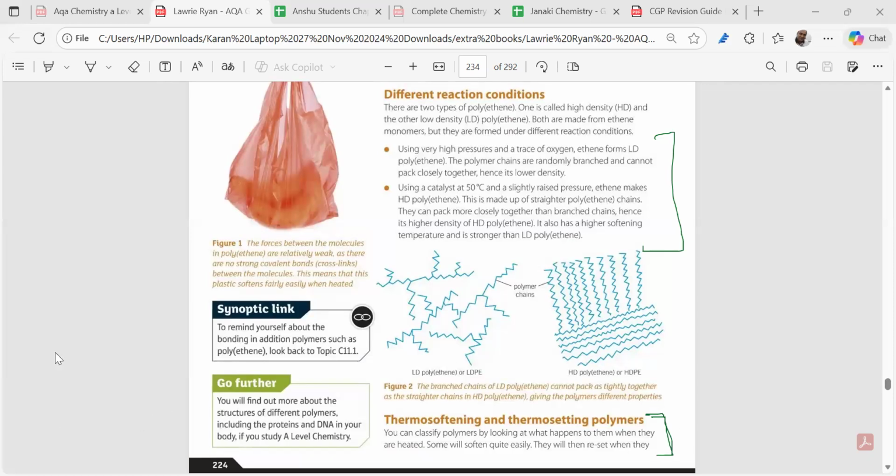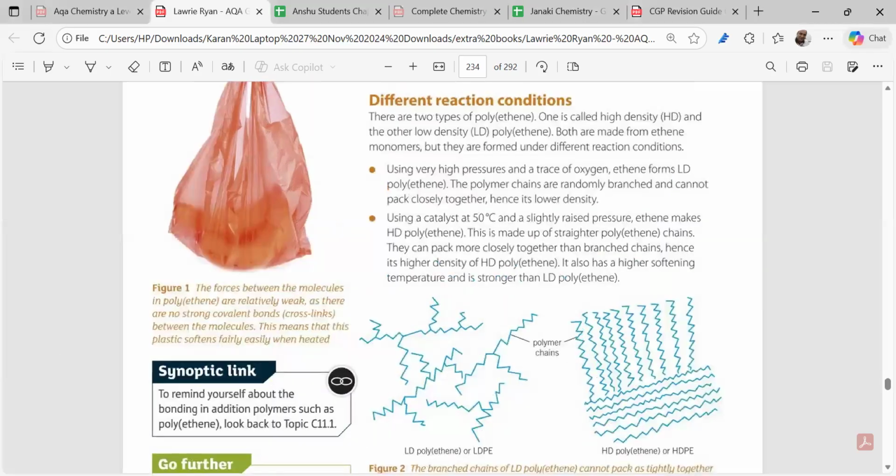Now, there are two kinds of polymers we are getting. One is called a high density polymer and one is called a low density polymer. You can very well identify that this plastic bag is low density. This question will be coming; it is your school's favorite part. The garden chair is a high density polymer.